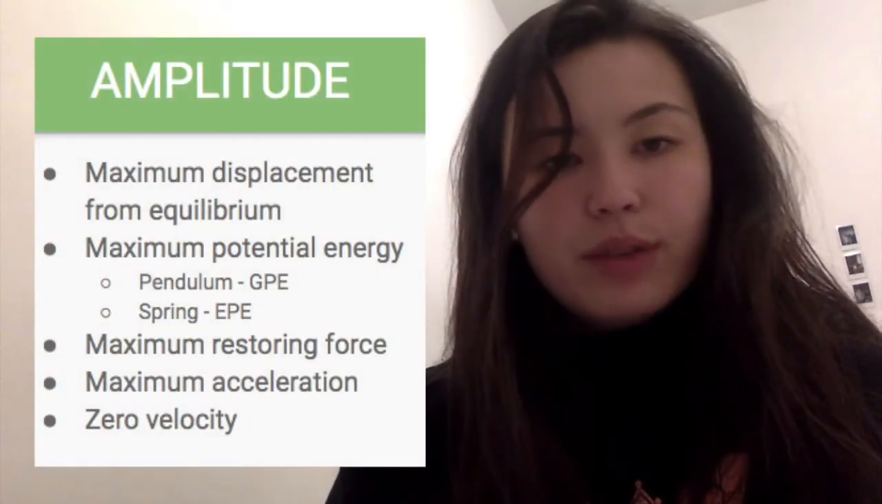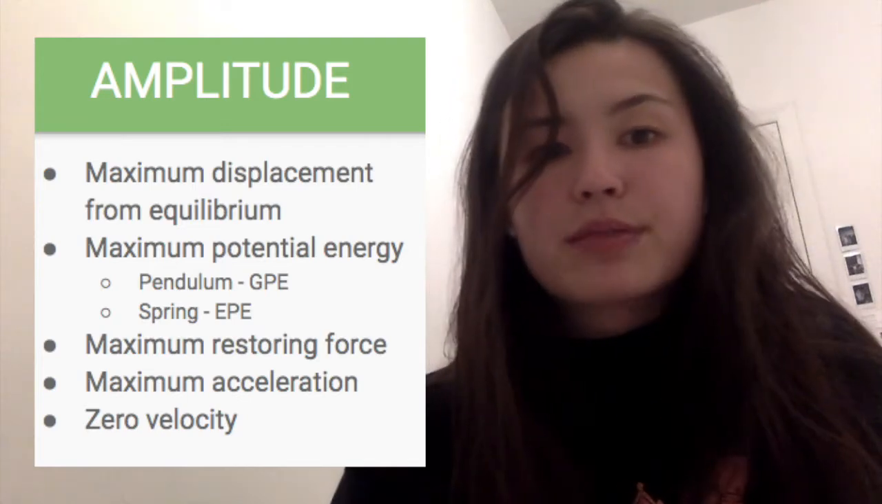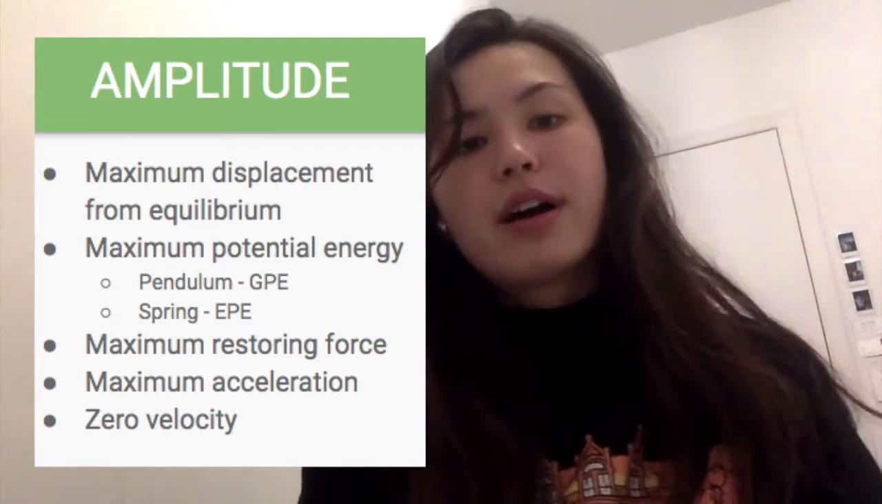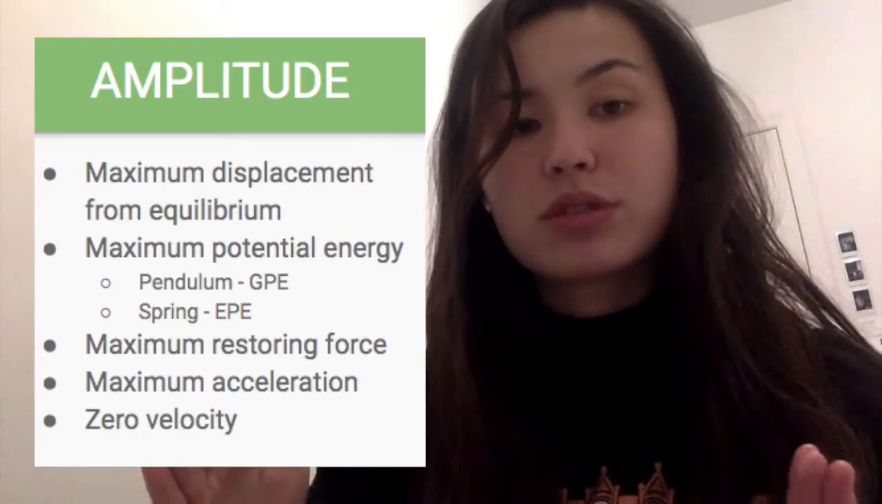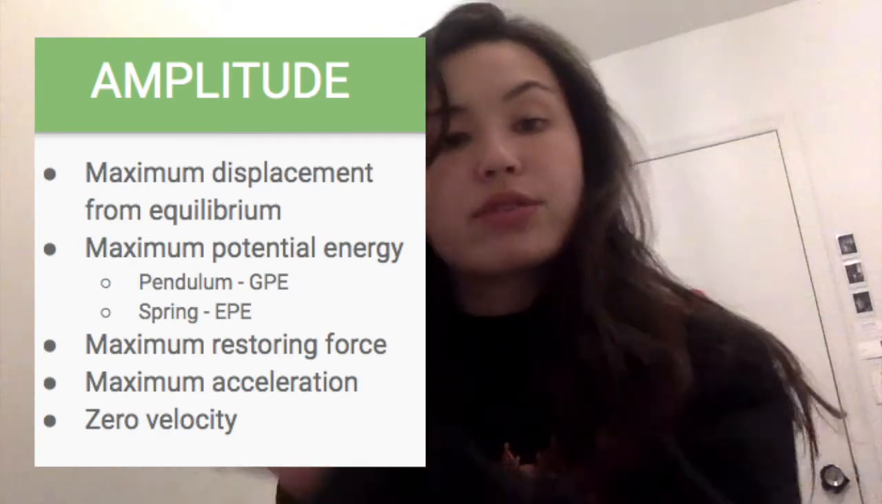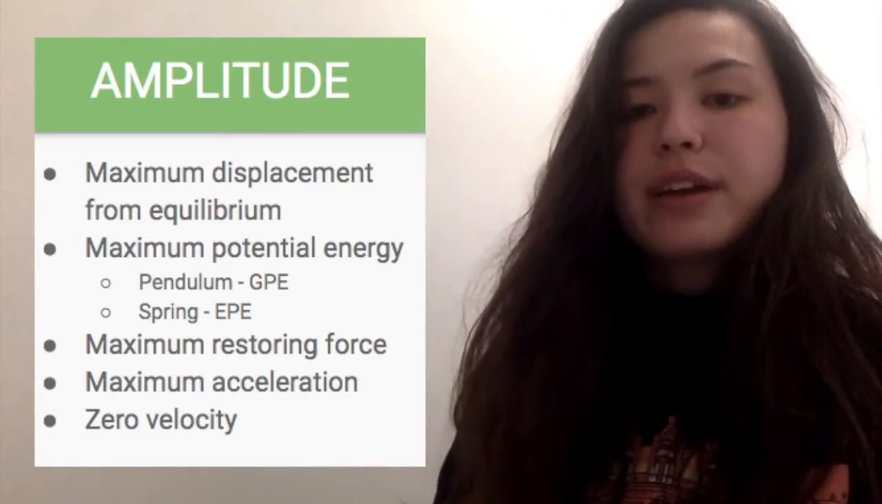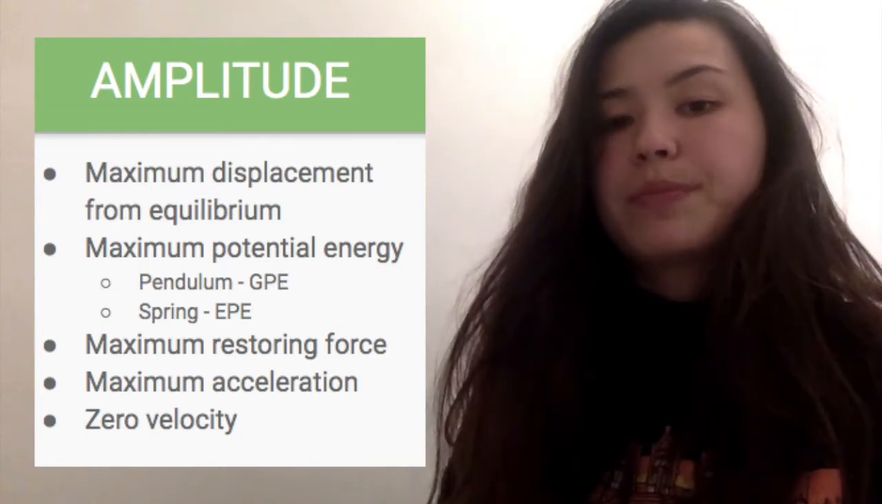Okay, so let's start by diving into what's happening at our amplitude. So at our amplitude, whether we're talking about a spring or a pendulum, that's going to be our point of maximum displacement. So that's where the spring is either compressed the most or stretched the most. Or for a pendulum, that's one of the peaks of motion on either side. The amplitude is defined as the point of maximum displacement for an object in simple harmonic motion.